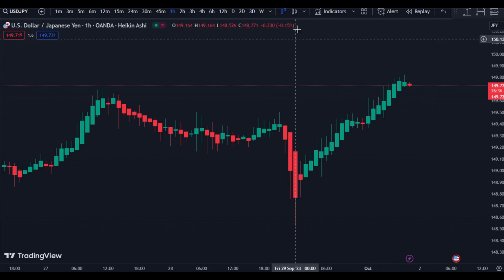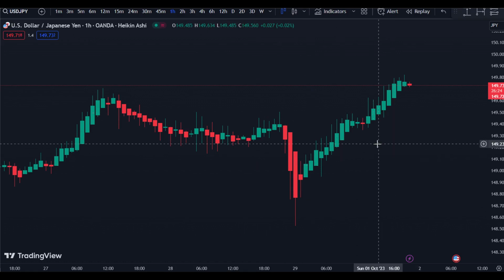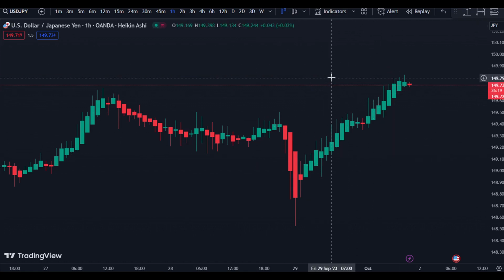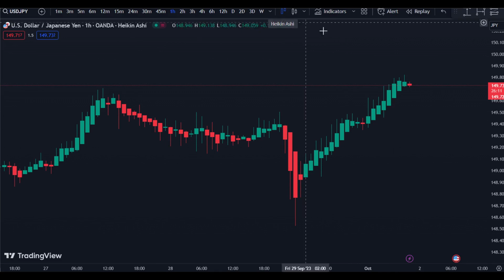So the first thing we're going to do, we're going to go up here and make sure that the Heikin-Ashi candles are activated. For those of you who are not comfortable with using Heikin-Ashi candles, there is an indicator that you can use that replaces the Heikin-Ashi candles. But just for today, we're going to be using the Heikin-Ashi candles just to keep things simple.